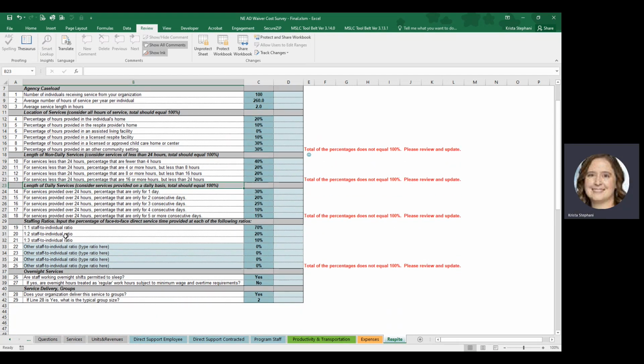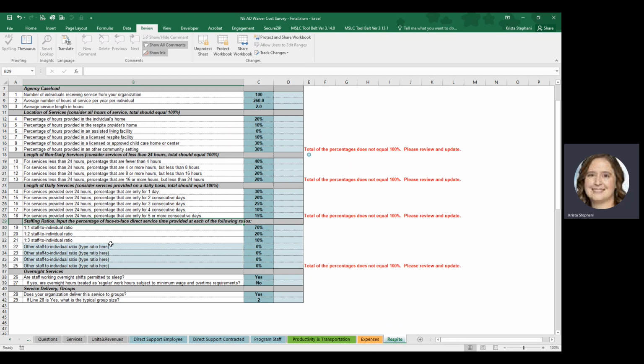Next, we ask for the length of daily services that are provided on a daily basis and billed on a daily basis for providing respite care. So what percentage of your daily services are only for 1 day, or for 2 consecutive days, or for 3 consecutive days, 4 consecutive days, or 5 or more? Again, these percentages should equal 100% of the total daily services provided. And also, if you do not provide daily respite services, you do not need to complete this section.